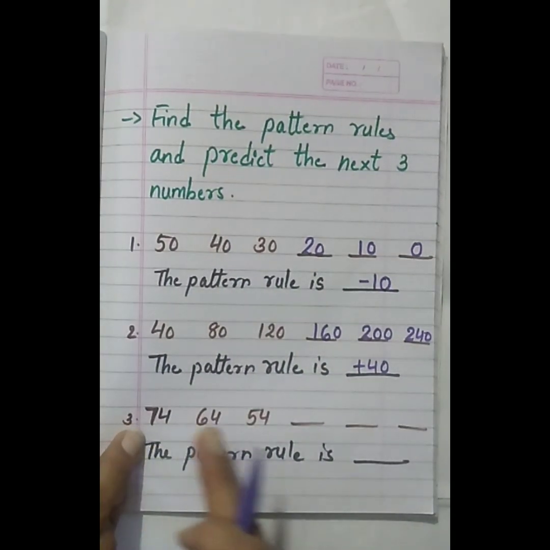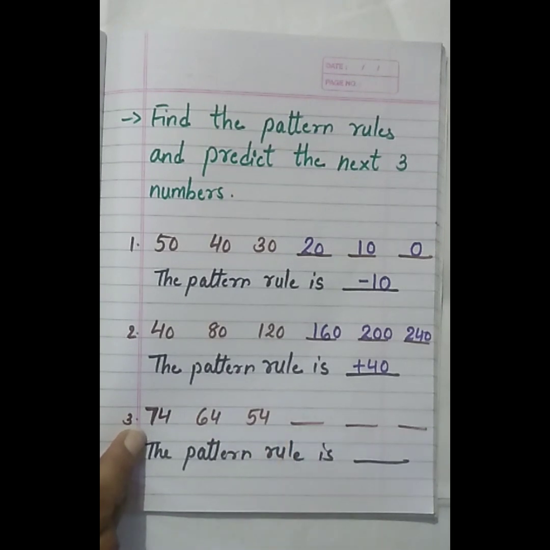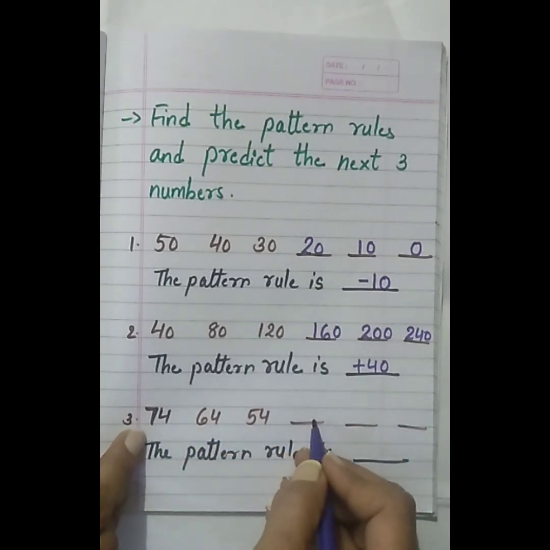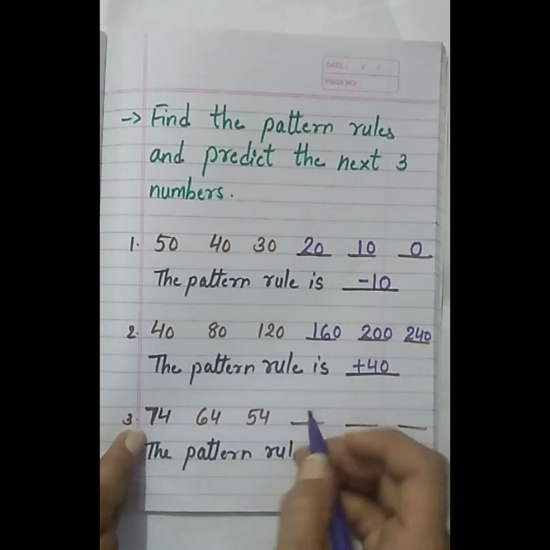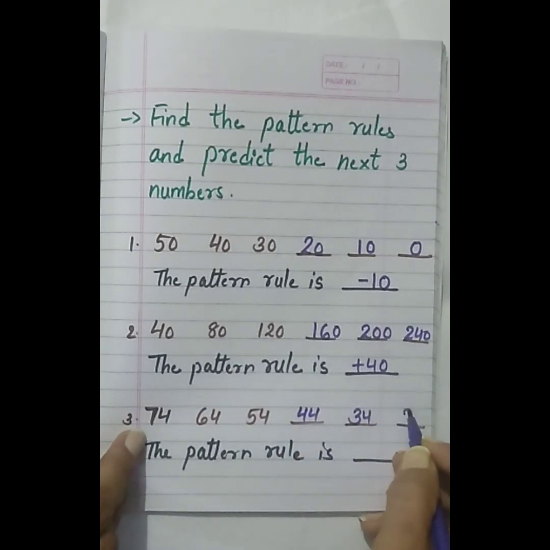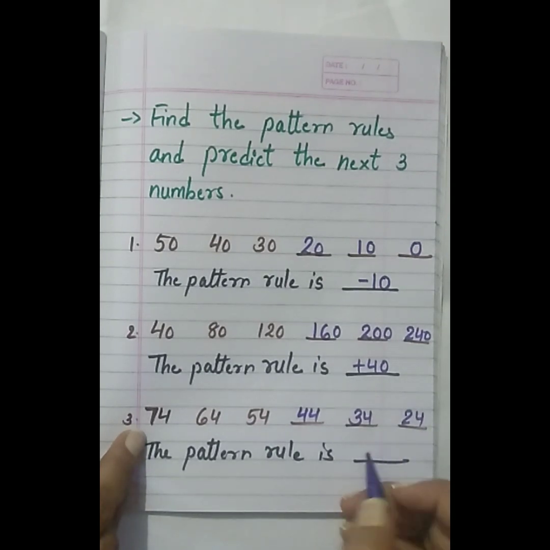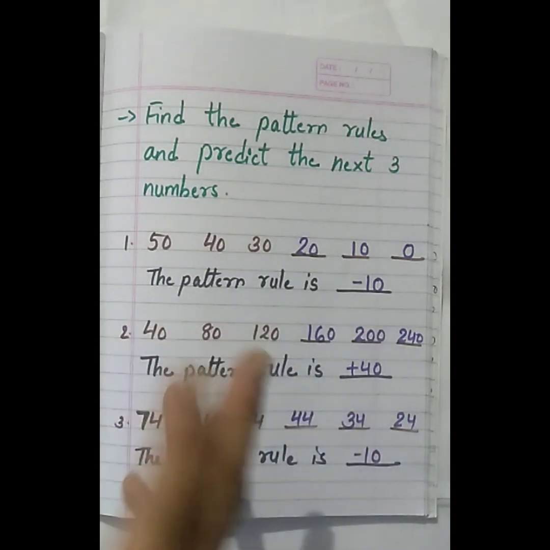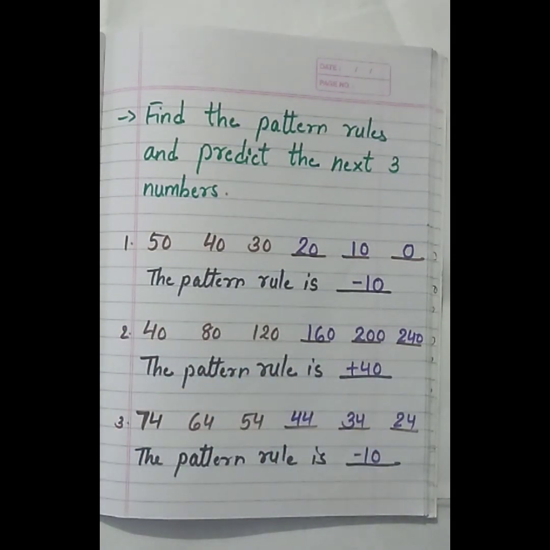Now 74, 64, 54. Every time we have subtracted 10 from this. So what will be our next number? 74, 64, 54, 44, 34, 24. So the pattern rule is minus 10. So this is how we do the patterns in numbers by skip counting. Either the number increases or the number decreases.